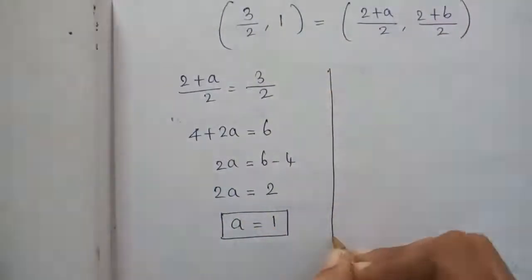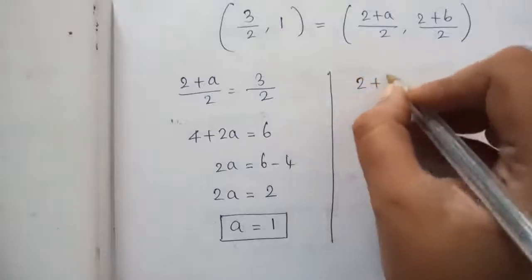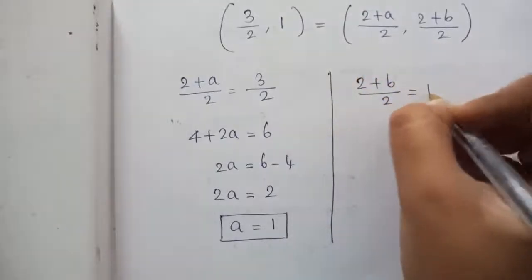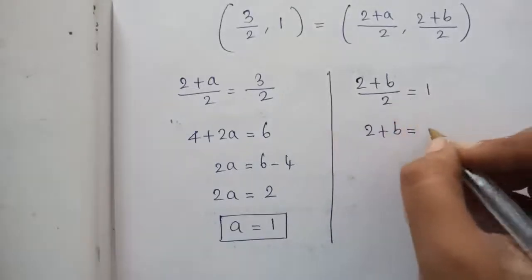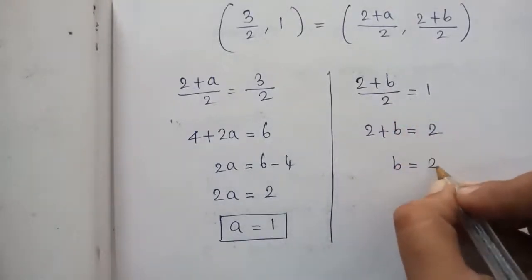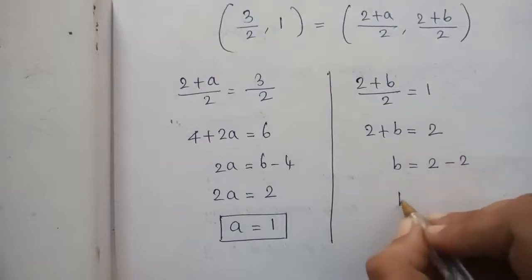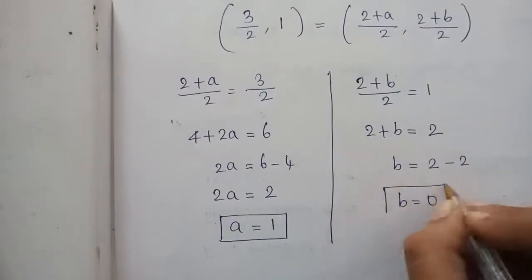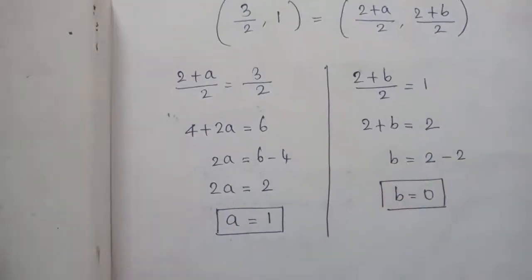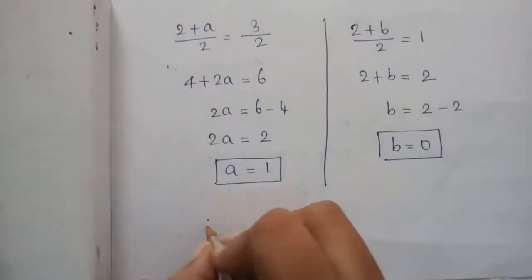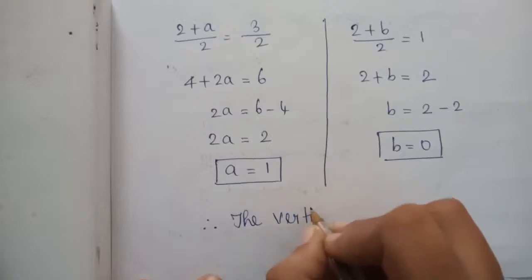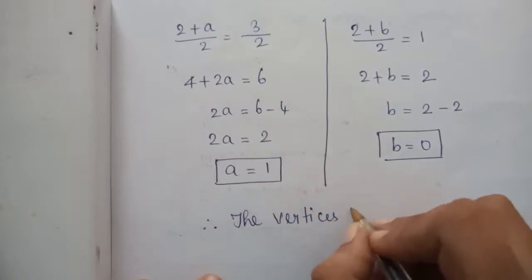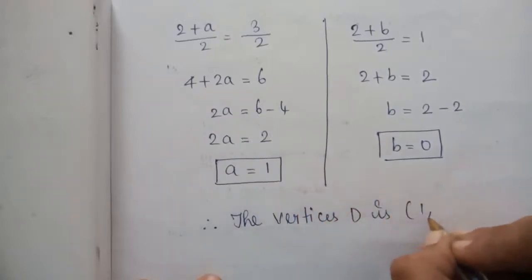Similarly, equate the y coordinate. (2 plus b) divided by 2 is equal to 1. Cross multiplication: 2 plus b is equal to 2 ones are 2, so b is equal to 2 minus 2. Therefore, the value of b is equal to 0. Now we have found a and b, which is nothing but the vertex D. So the vertex D is (1, 0).